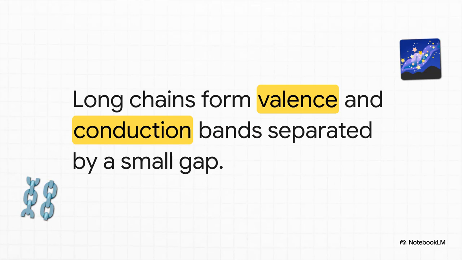Across really long macroscopic polymer chains, the bonding pi orbitals and antibonding pi star orbitals stack up so tightly that they merge into continuous valence and conduction bands. This successfully compresses that massive 5 eV band gap down into a highly narrow semiconductive gap. This quantum phenomenon is the exact reason why a plastic can suddenly start behaving like a metal.